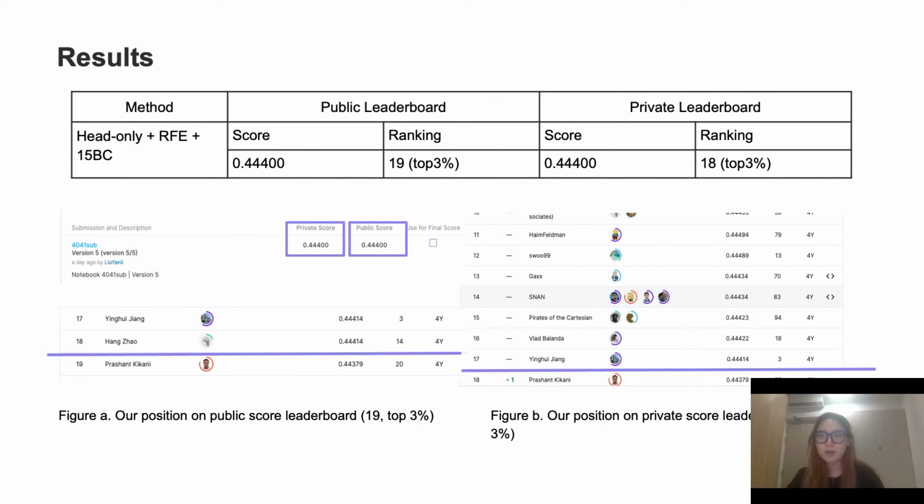So after these experiments, we observed that head-only feature engineering methods with RFE to remove unimportant features and setting the number of base classifiers of each framework to be 5 had the most outstanding performance on the test dataset. And the public and private scores are both 0.44400, and the position of the score is 18 out of 617 on the private leaderboard and 19 out of 617 on the public leaderboard, which all reaches the top 300%.